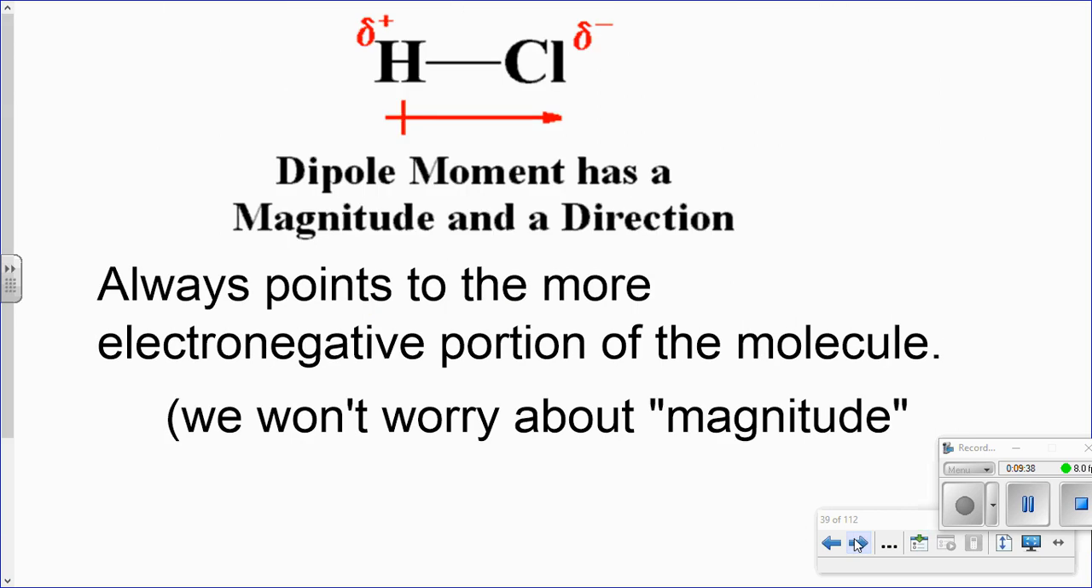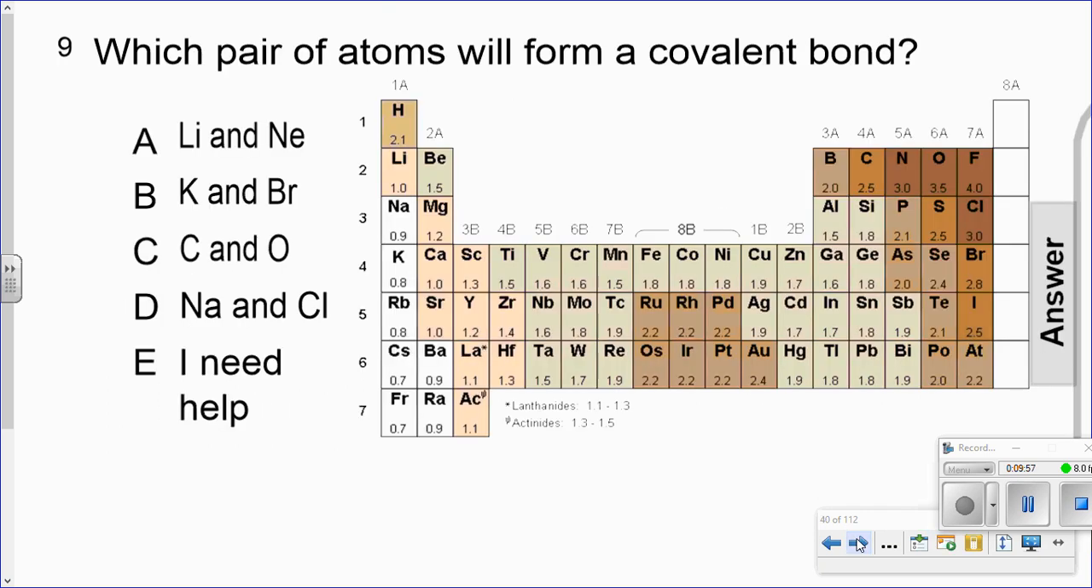So this is a polar covalent bond. Here's another look at it, using something called a dipole moment. I've seen them drawn different ways. Basically, it always points to the more electronegative atom, and the cross stands for the positive or electropositive portion of that bond or molecule.